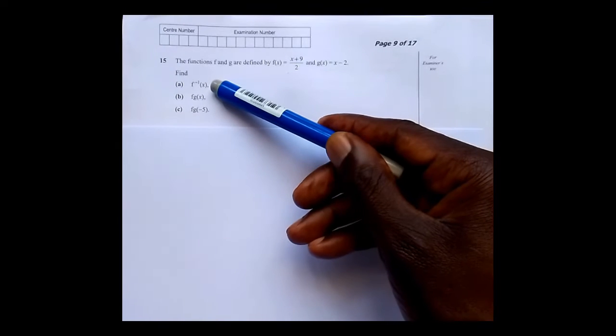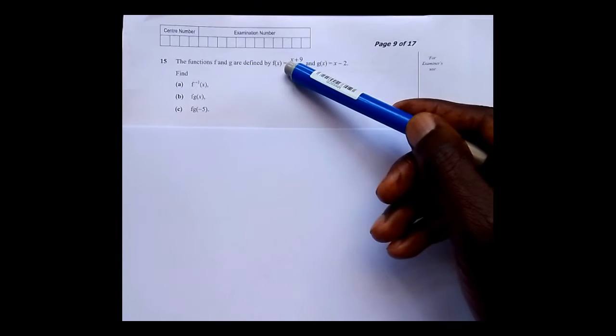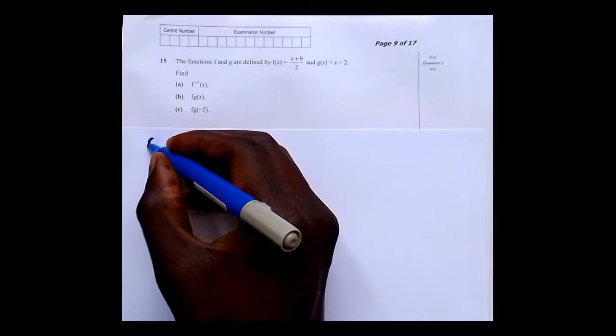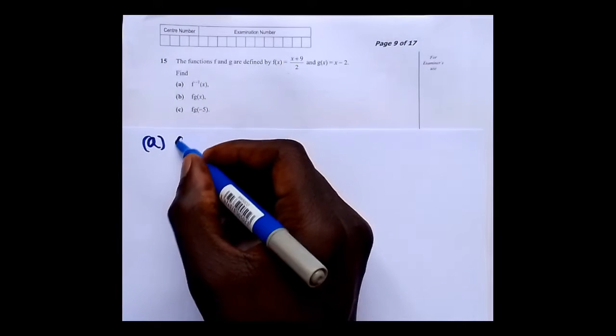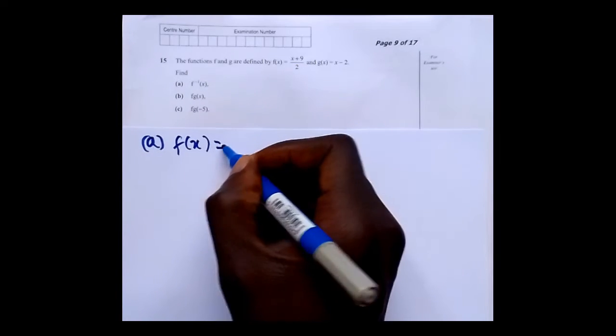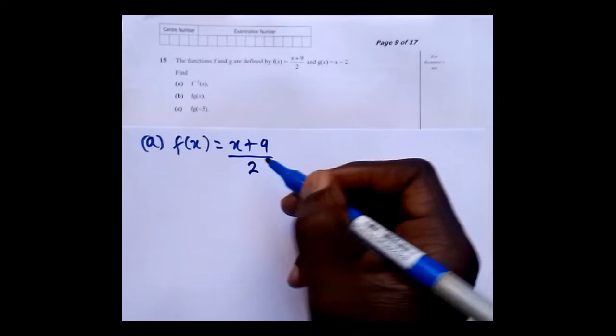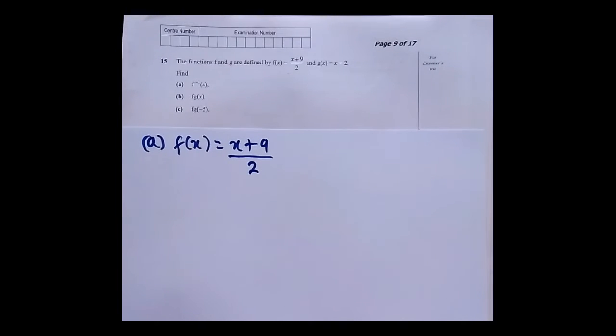So we're going to start with the first part, which is finding the inverse of the function f of x. For this part, first of all, we write down the function f of x. So part A. It is given that f of x is equal to (x plus 9) over 2. So how do we get the inverse of the function f of x? There are just a few steps required here.